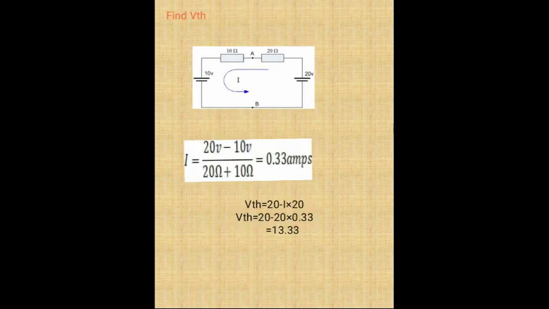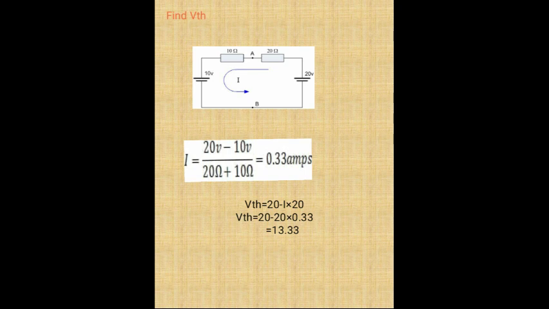In the next case, we have to find VTH. So in the given circuit, first of all we will find the value of current. Applying KCL in the given circuit, the value of current will be I is equal to 20 minus 10 upon the total resistance of the circuit, that is 20 plus 10. So its value is 0.33 ampere.